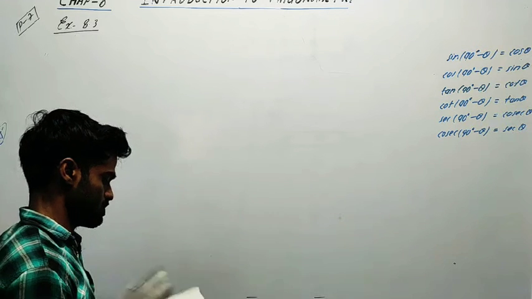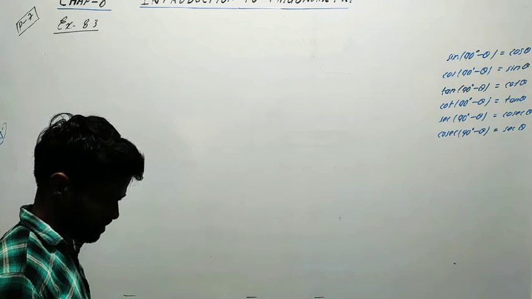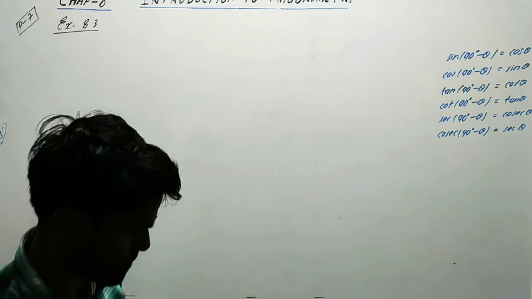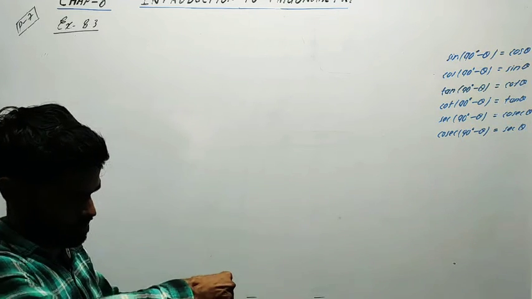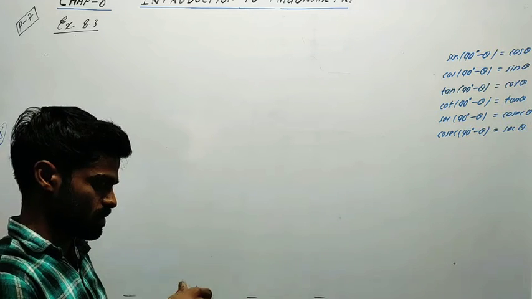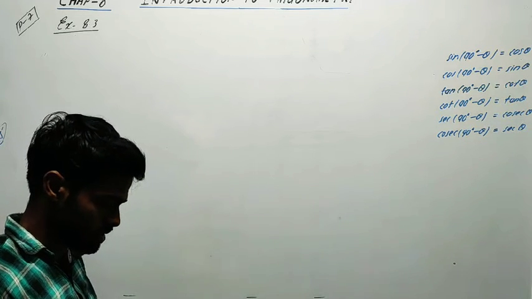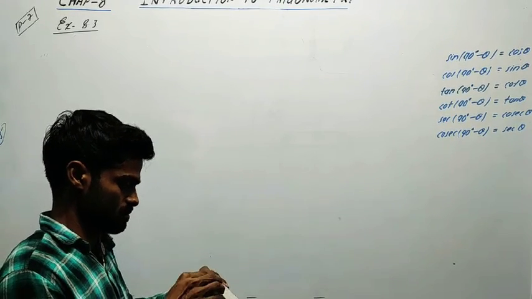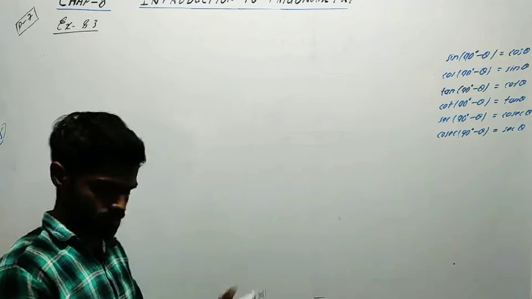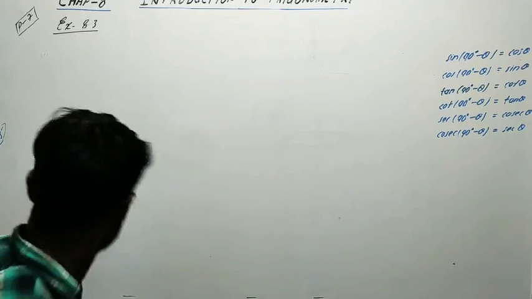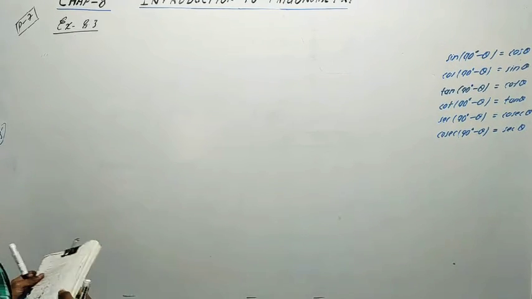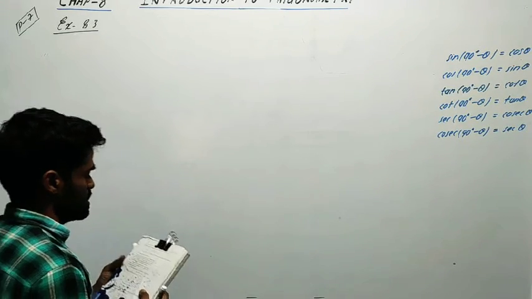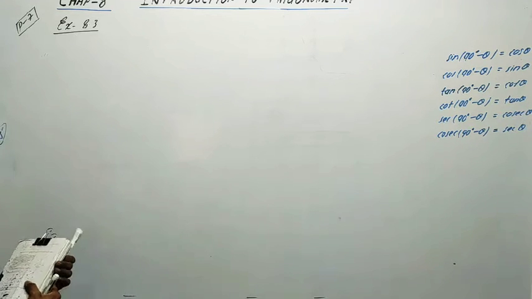Question number 6. If A, B and C are interior angles of a right angle triangle, then show that sin of (B plus C) upon 2 is equal to cos A upon 2.